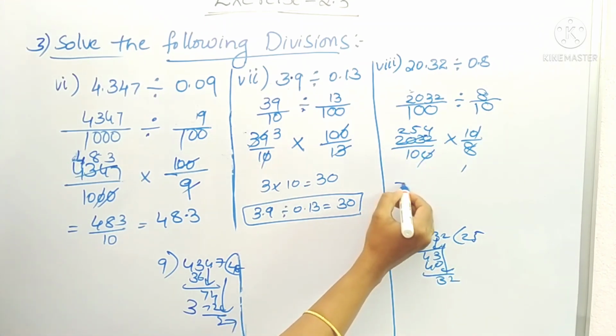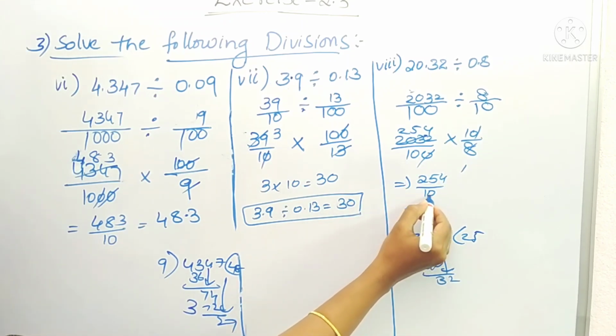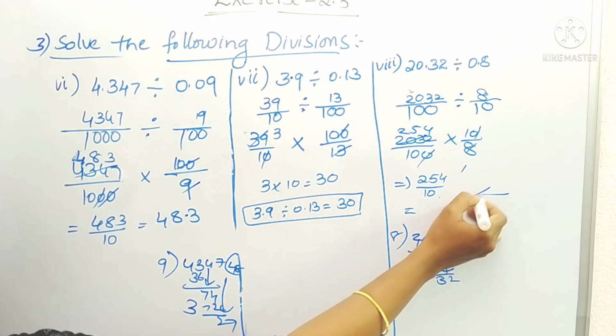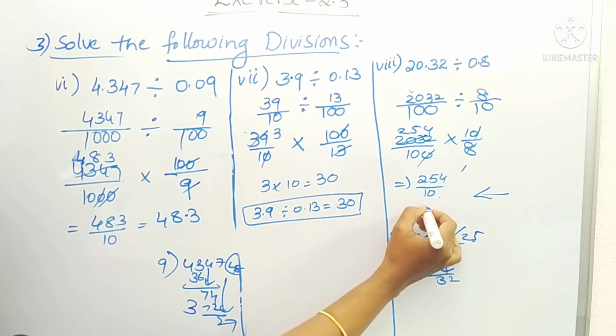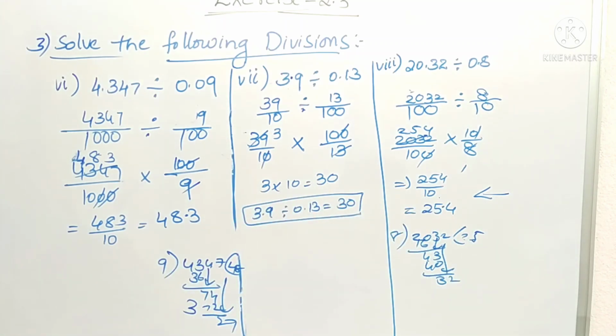8 4s are 32. So the remaining 254 by 10, that will be 10 is there after the decimal point. So from the right side we have to put it after one digit. So it is 25.4. Okay. So 2032 by 80, 20.32 divided by 0.8 will be 25.4. This is the answer. Okay.